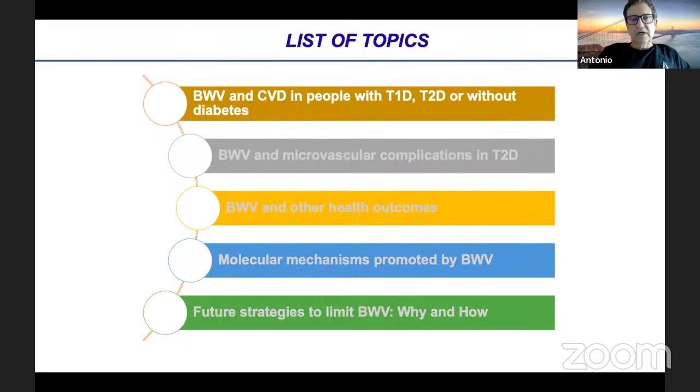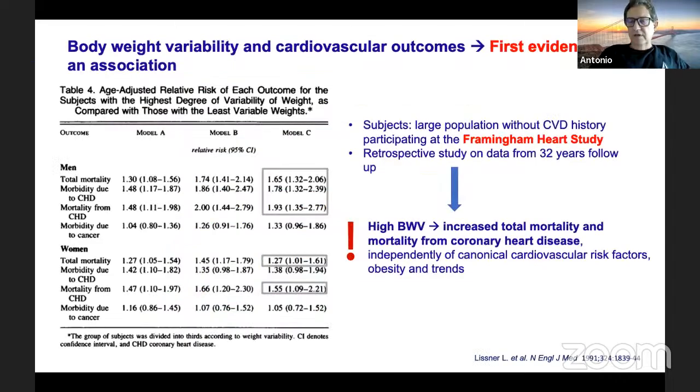First of all, let's look at body weight variability and cardiovascular disease in type 1, type 2 diabetes, and in people not having diabetes. It's amazing to remember that the first demonstration that weight variability is an independent risk factor for cardiovascular disease emerged almost 30 years ago from the Framingham Heart Study. This long-term epidemiological study showed that body weight variability over time in the general population, in people not having diabetes, was accompanied by a high risk for cardiovascular events. And this was called the yo-yo effect, remembering the game which many of us were playing when we were young.